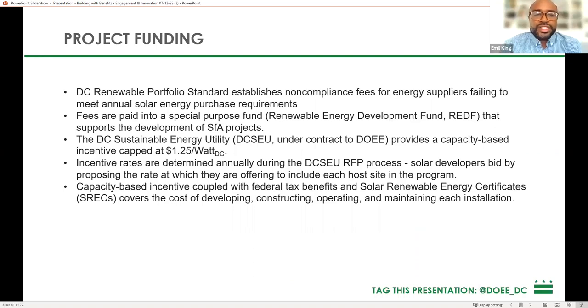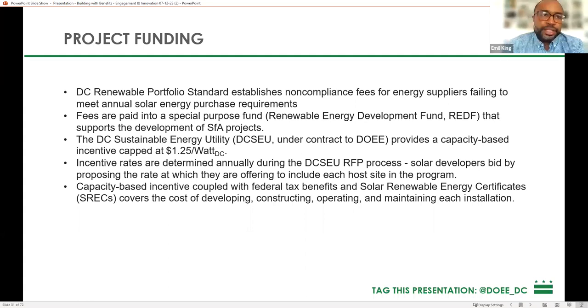So as far as funding, that's one of the questions that a lot of people have. We've been really fortunate to have quite a bit of funding for this program, which began in 2016. It's a District Council legislative mandate to develop this program. And so we developed it in partnership with stakeholders through a task force that had 13 members representing the solar industry, affordable housing, LMI groups as well.